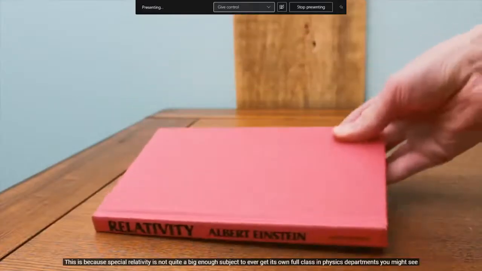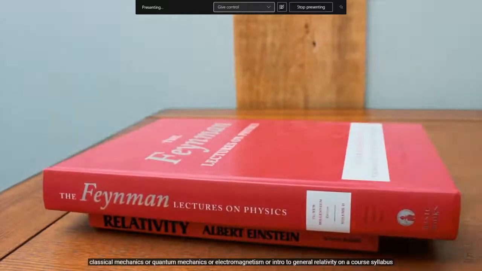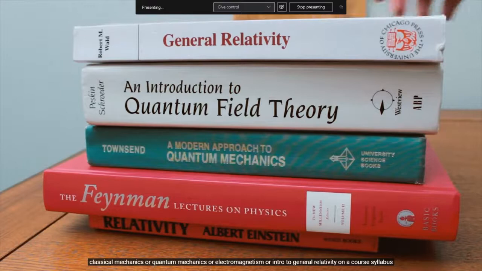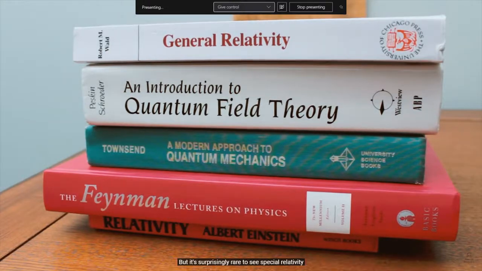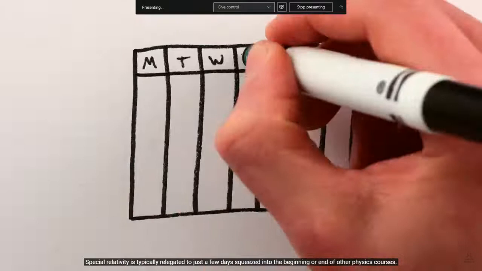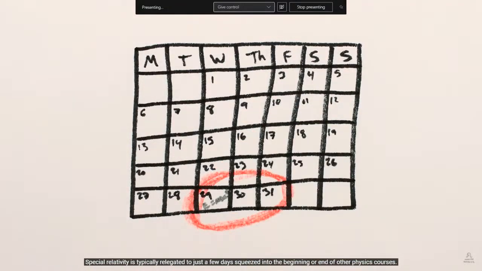I think in part this is because special relativity is not quite a big enough subject to ever get its own full class in physics departments. You might see classical mechanics, or quantum mechanics, or electromagnetism, or intro to general relativity on a course syllabus, but it's surprisingly rare to see special relativity, even though relativity is an essential building block upon which most of the rest of modern physics depends. Special relativity is typically relegated to just a few days squeezed into the beginning or end of other physics courses.